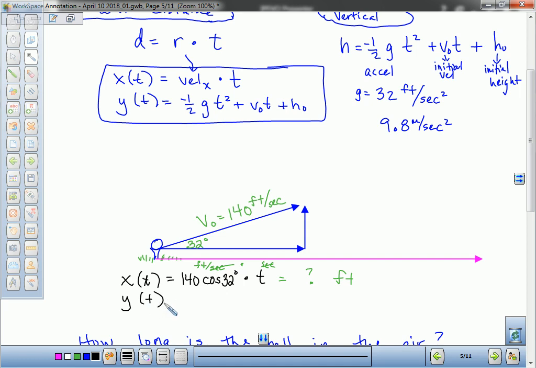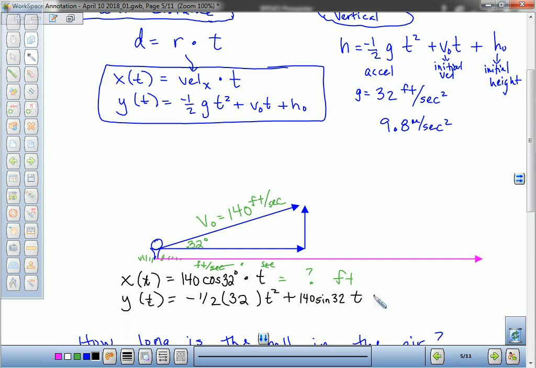Alright, so let's go ahead and see if we can represent that vertical. We know it's going to be -1/2. We're dealing with feet, so what comes next? 32 t squared plus the initial velocity 140 times t. So this is going to be 140, you said it, sine of 32. Good job, Paul.